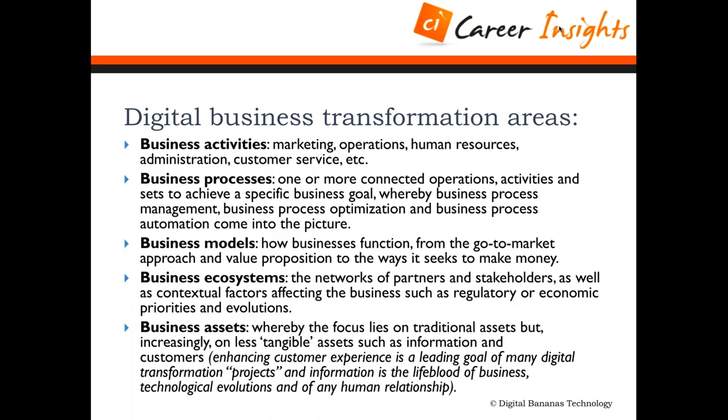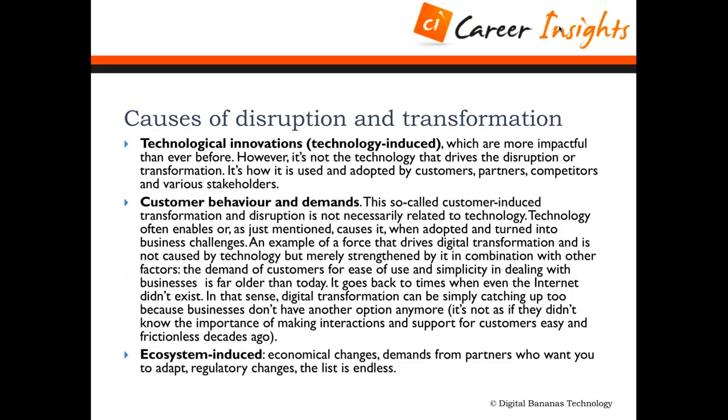So, what are digital business transformation areas? We look at the business activities: marketing, operation, human resource, administration, customer service. So, whatever department you are in is going through digital transformation. We look at the business process. We look at the business model as a whole. We look at the business ecosystem, their network of partners, stakeholders. We look at the business assets. And what is causing disruption? We call it disruptive technology.